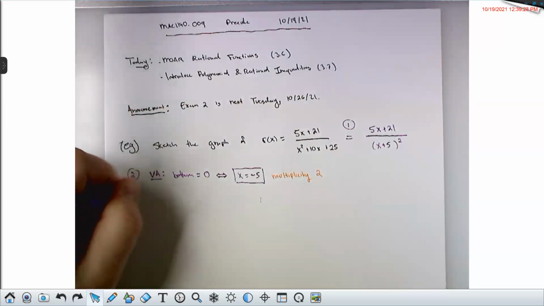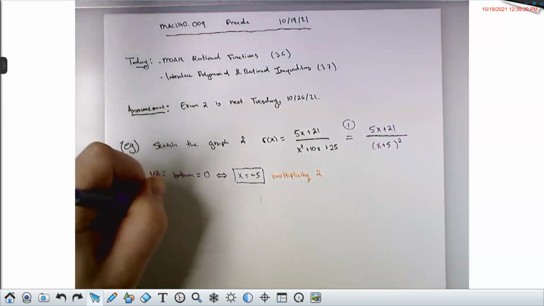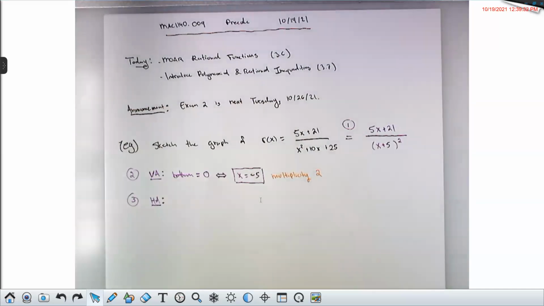We also need the horizontal asymptote. And that's the thing that comes from this 3-case rule, right? So that has to do with the degree of the top and the degree of the bottom. Which one of those 3 cases am I in here? The bottom is bigger than the top. Yeah, the degree of the top here is 1. The degree of the bottom here is 2. So the degree of the top is less than the degree of the bottom.